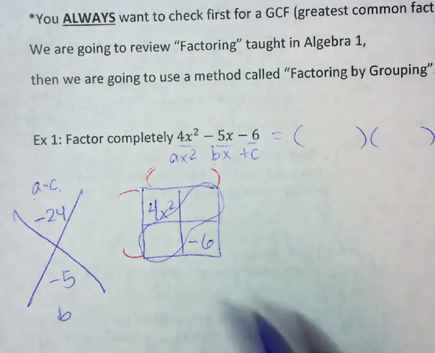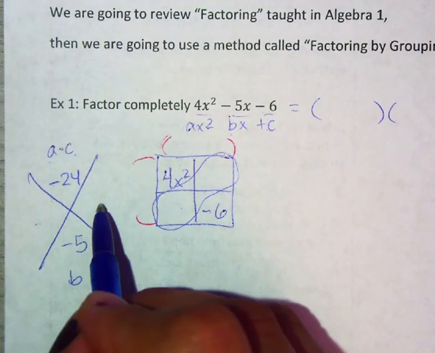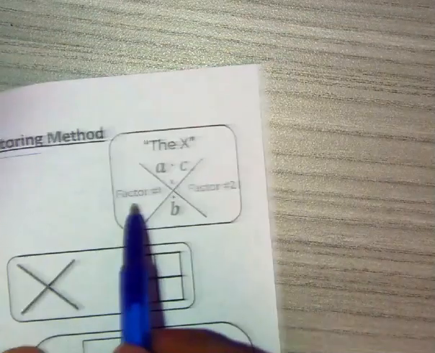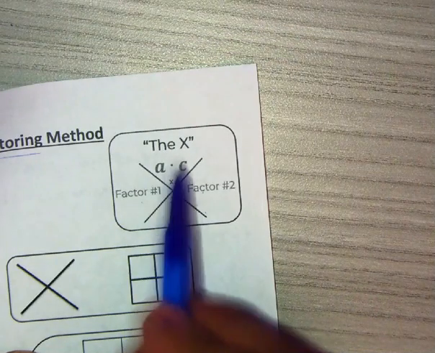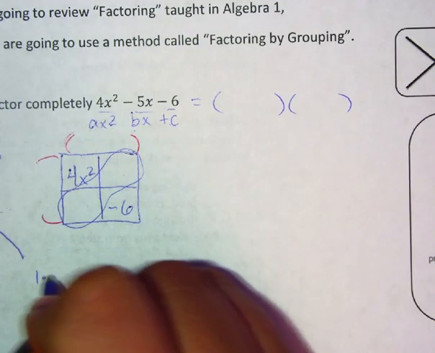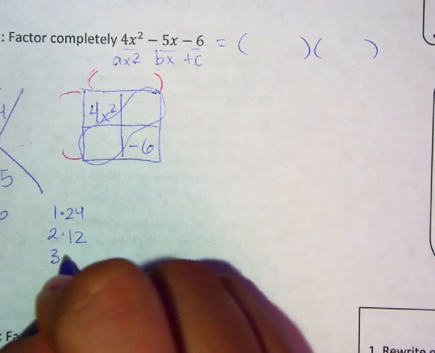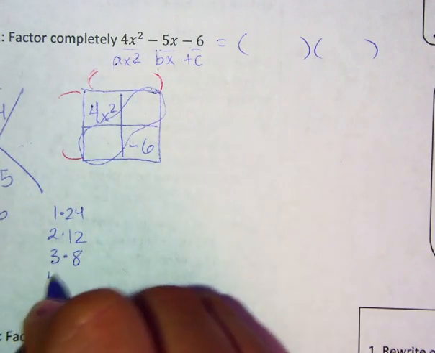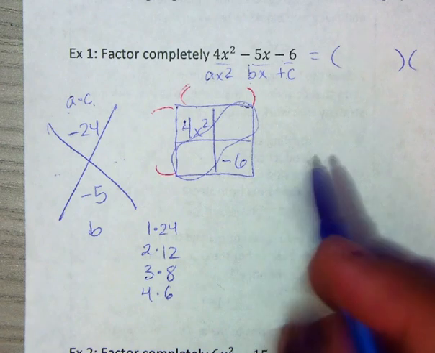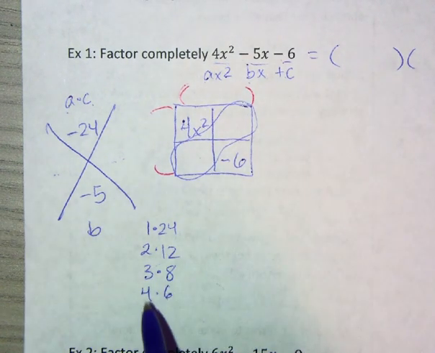And then you're going to ask yourself, what are the numbers that should go here? So this is where we ask ourselves the factors of 24. What are the factors of the number that's up here? So 24 could be 1 times 24, 2 times 12, 3 times 8, 4 times 6. And as you're creating this list, your goal is to find which combination will give you that negative 5 if you were to add or subtract.